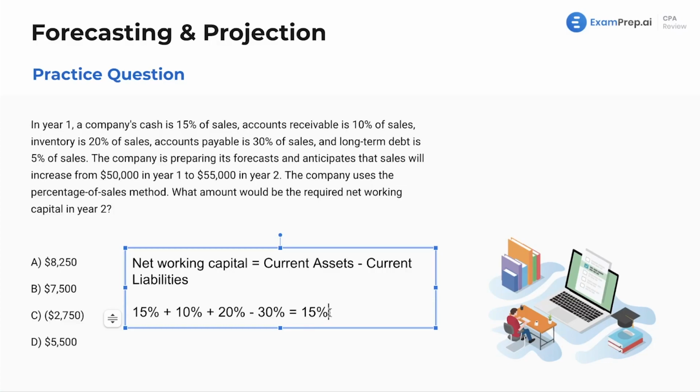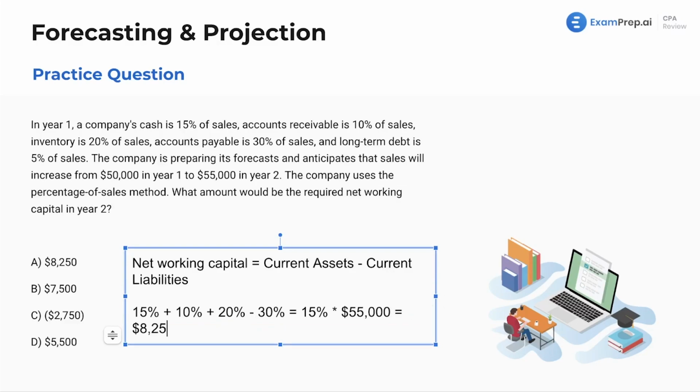As such, we are going to just simply do 15% times $55,000. Again, you could do it the long way. You could do 15% of 55, 10% of 55, do all that and sum it together. I'm not going to do that. I'm going to save a little time here. So 15% of 55,000 gets us to $8,250. Final answer is letter A.